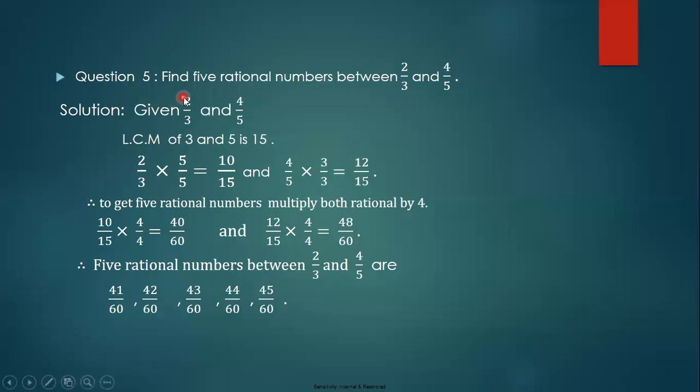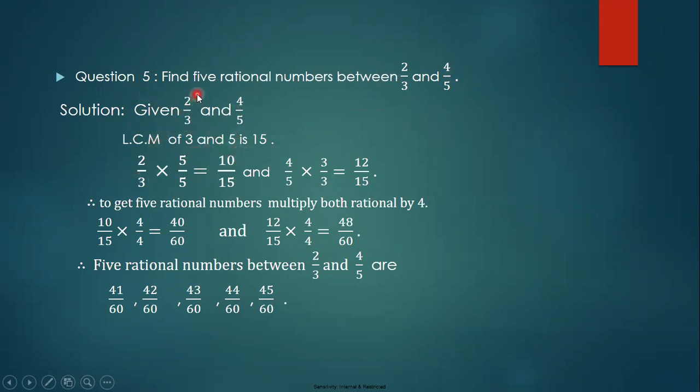Next question is the same kind of question. Find 5 rational numbers between 2 by 3 and 4 by 5. So here 2 rational numbers are given, that is 2 by 3 and 4 by 5. So first, as I have told you, find the LCM of the denominators. So what are the denominators? 3 and 5. The LCM of 3 and 5 is 15.